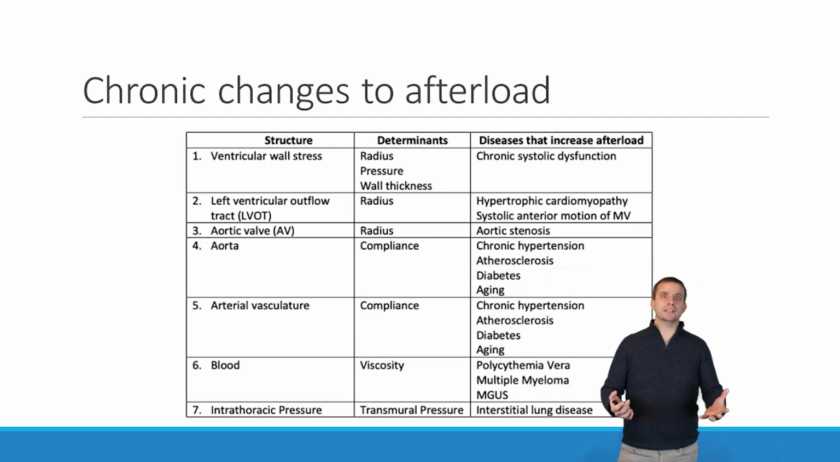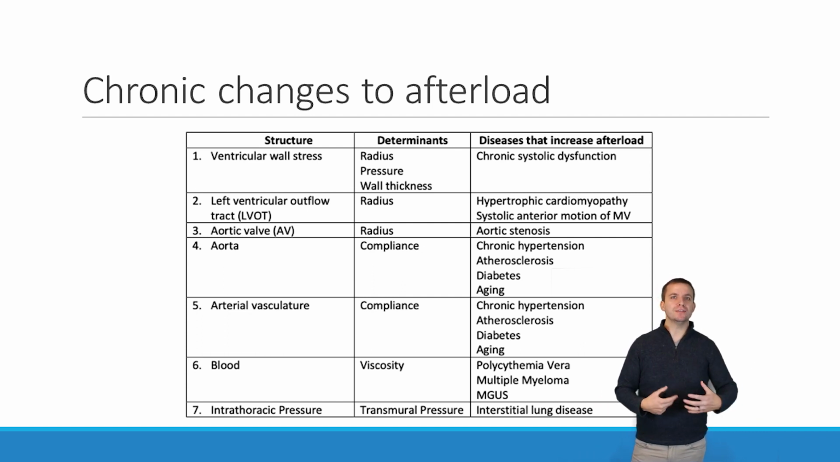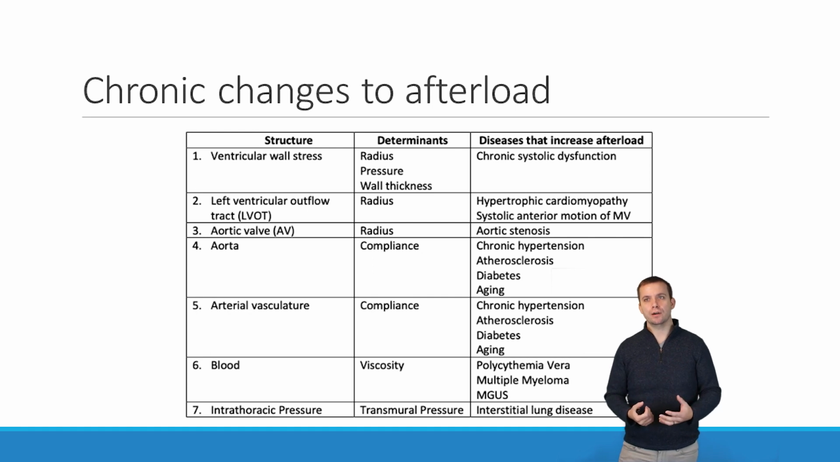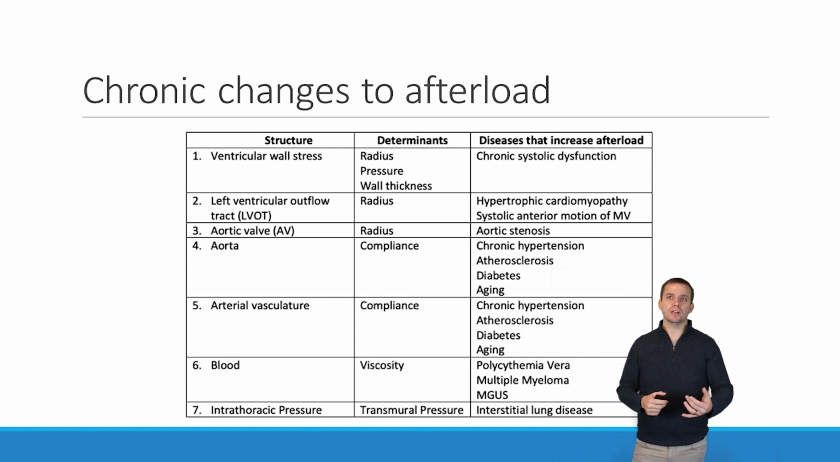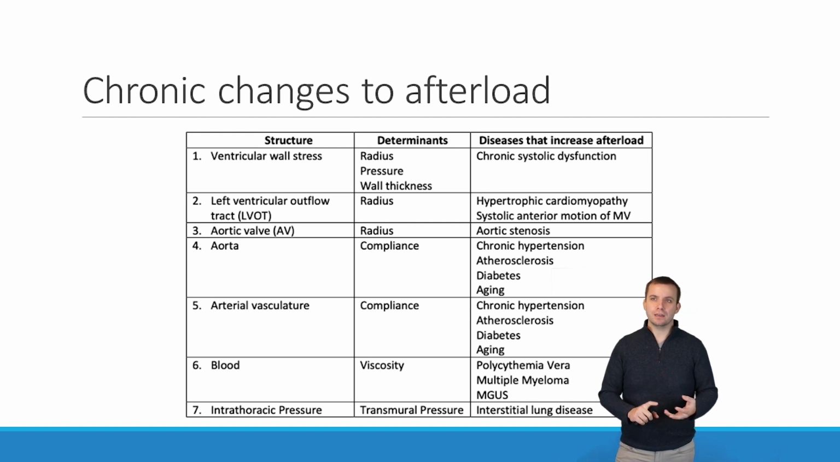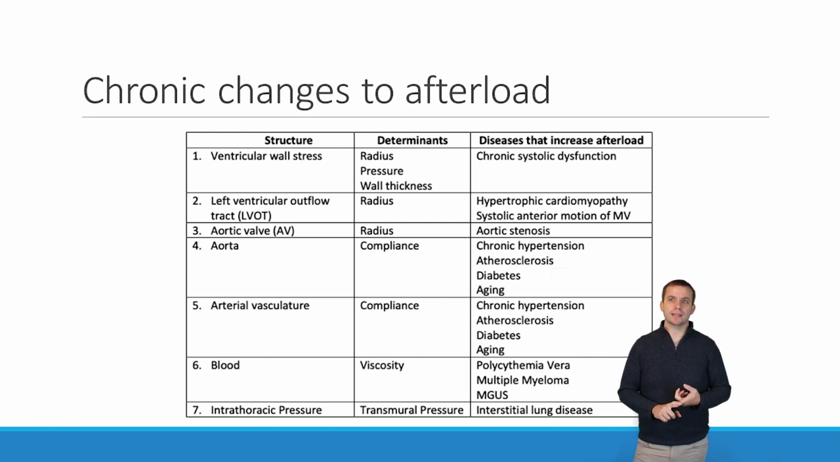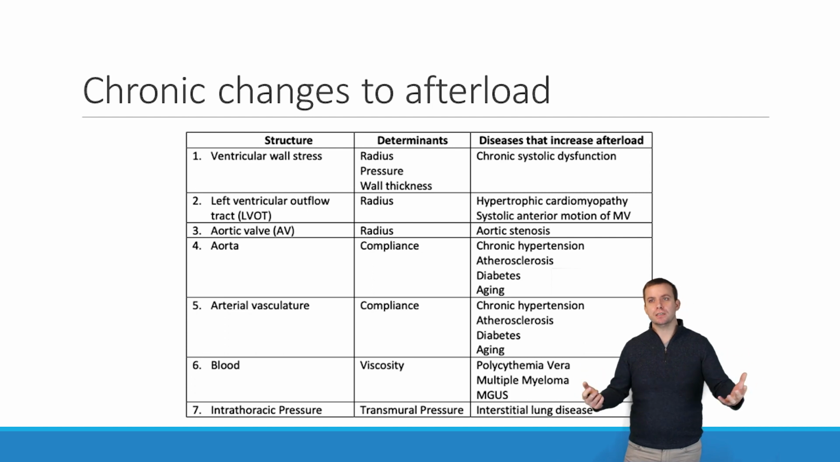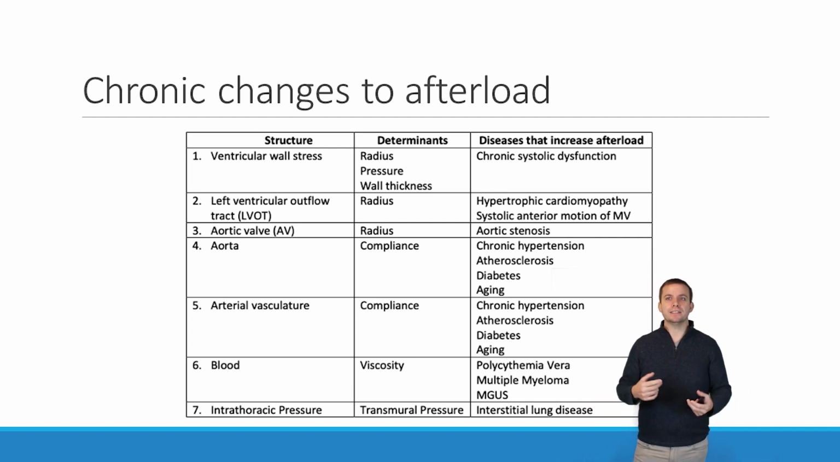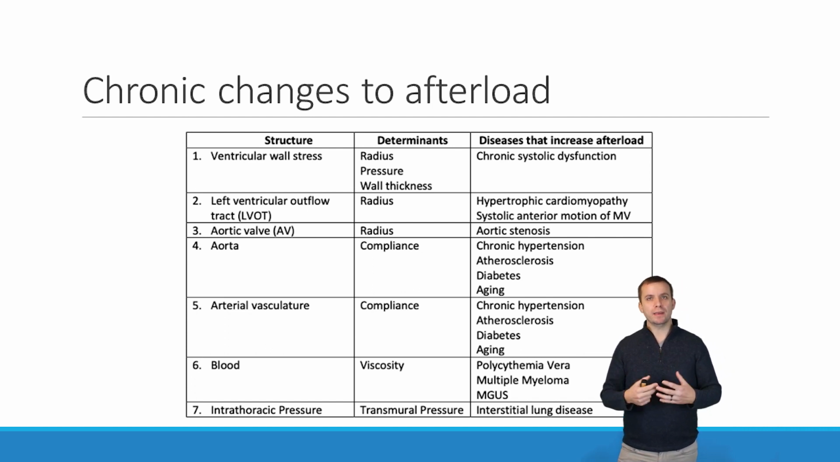And then chronic changes. So this is not going to be something acute. This is just people that are going to be prone to high afterload and stress on the heart. It's this whole list here where you start talking about chronic systolic dysfunction, diastolic dysfunction, aortic stenosis, chronic hypertension, diabetes, aging. All of these can lead to different changes in the determination of Laplace's law that will make your afterload higher.